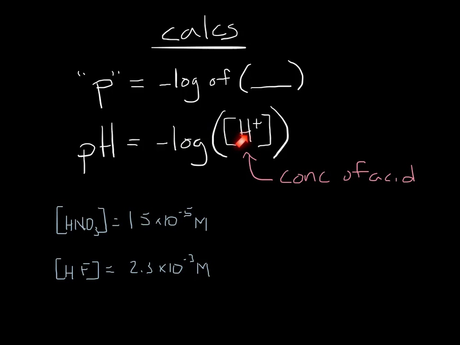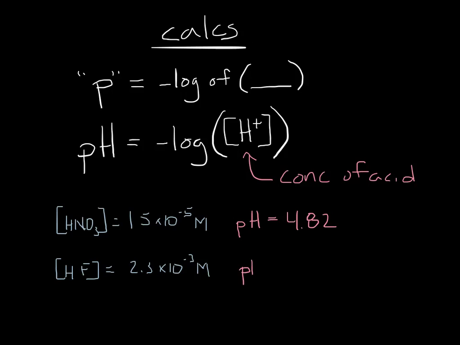Remember, HNO3 is an aqueous compound. It's soluble. All nitrates are, which means it's not really HNO3. It's H plus and NO3 minus broken apart. So that means the concentration of H plus in the solution is going to be 1.5 times 10 to the negative 5th. If we take the negative log of this number right here, we can figure out the pH. And the pH of this particular one, negative log of 1.5 times 10 to the negative 5th, is 4.82.